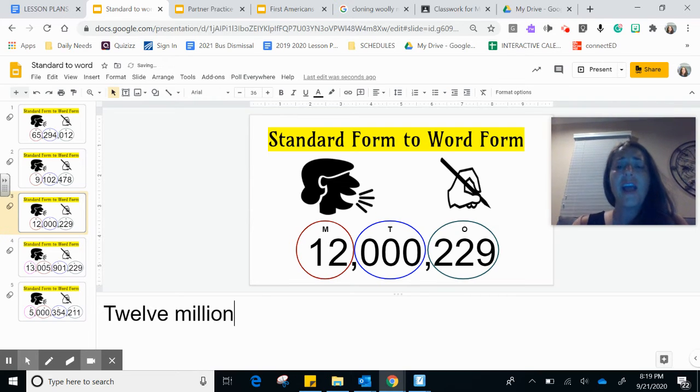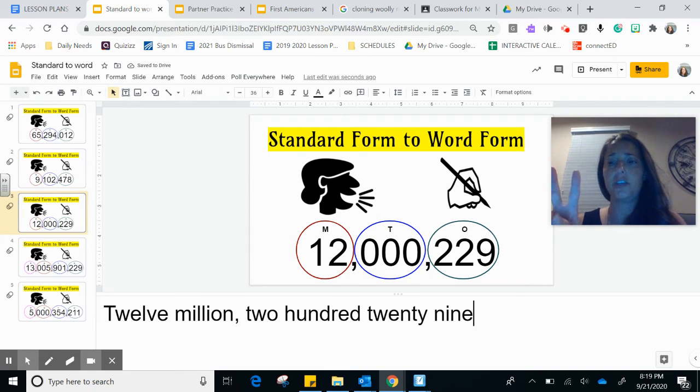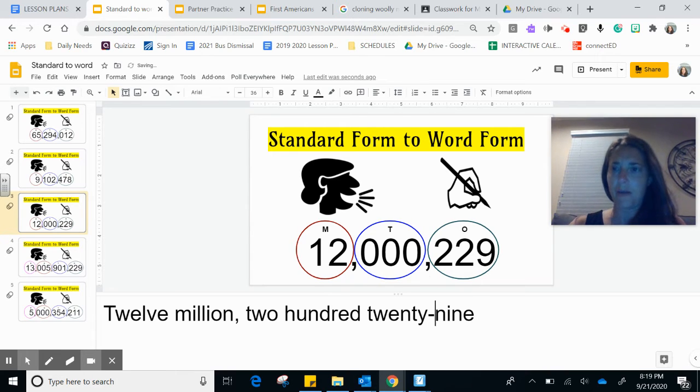12 million. And if you look, 12 is a 2-digit number, but it's only made of one word, so I don't need a hyphen. But I do need a comma because there's more coming. I don't need to say anything here because I don't have any thousands, but I do have 229. And if you think about, do I need a hyphen? Well, 29 is 2 digits, 2 and 9, and it's 2 words, 20 and 9. So I need to connect that with a hyphen. I do not need a comma because there's nothing more coming after.